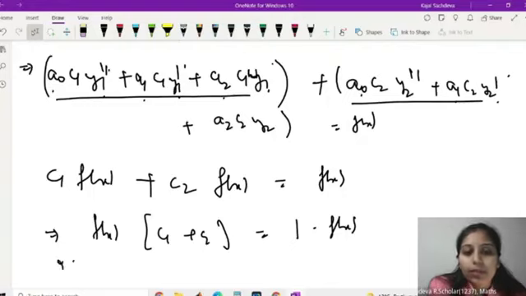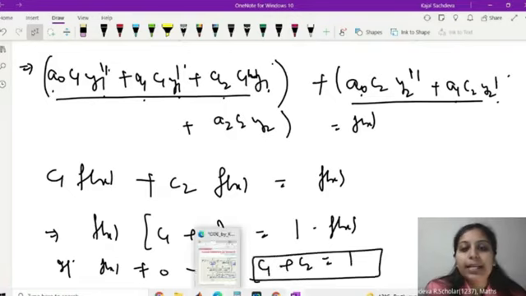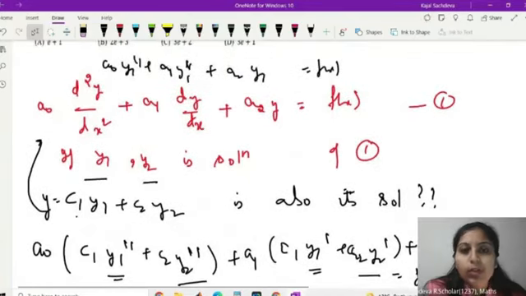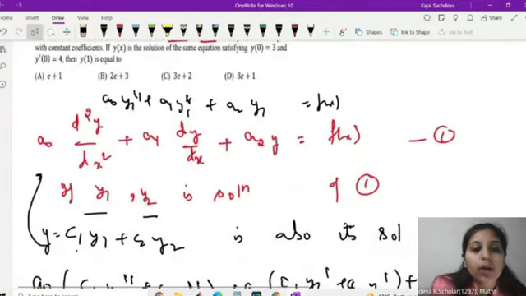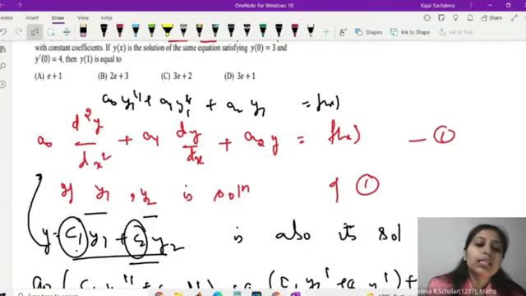But if f(x) is not equal to 0, if we are taking the non-homogeneous part here, then c1 plus c2 should be equal to 1. That means the linear combination is a solution when we are taking any general type of equation with constant coefficients. So the linear combination would be a solution if the sum of the combination c1, c2 is 1. If we have n solutions, then c1 y1, c2 y2 up to cn yn is the general solution of the nth order linear differential equation with constant coefficients if summation ci is equal to 1. c1 plus c2 plus up to cn is equal to 1. So that is our case.